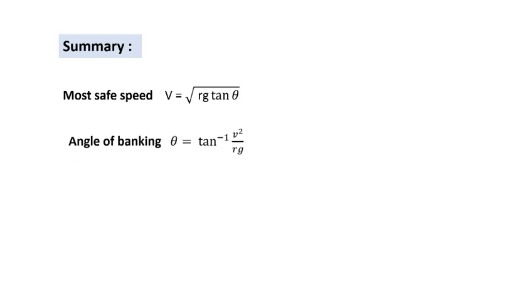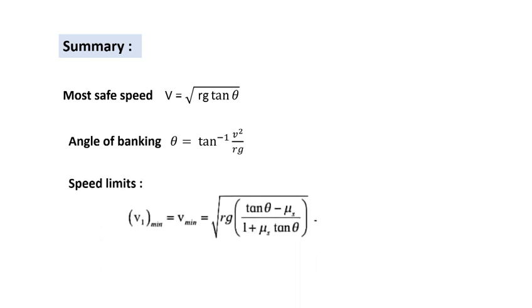Now summary, what we have discussed till now. Most safe speed, that is speed ignoring friction, v is equal to root of rg tan theta. Angle of banking, theta is equal to tan inverse of v square upon rg. Speed limits: lower speed limit and upper speed limit. This is all about banking of road.